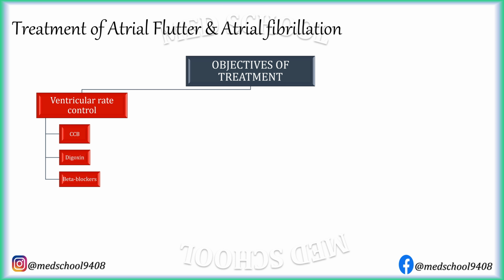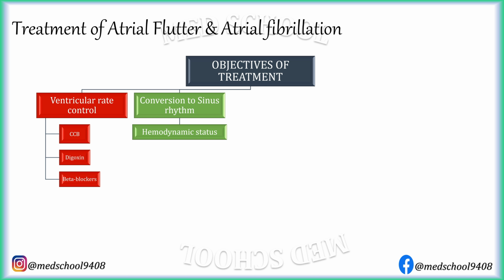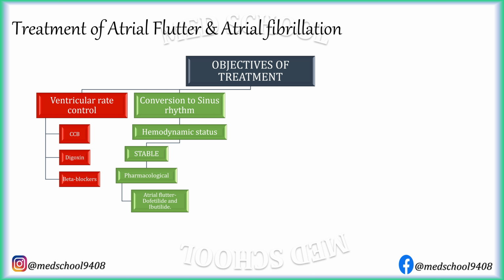Second objective is conversion to sinus rhythm. There are 2 modalities to achieve this objective: pharmacological and DC cardioversion. Choice between them depends on hemodynamic status. If the patient is hemodynamically stable, the pharmacological way is preferable. For atrial flutter, antiarrhythmics like dofetilide or ibutilide are given. For atrial fibrillation, amiodarone or flecainide are given.